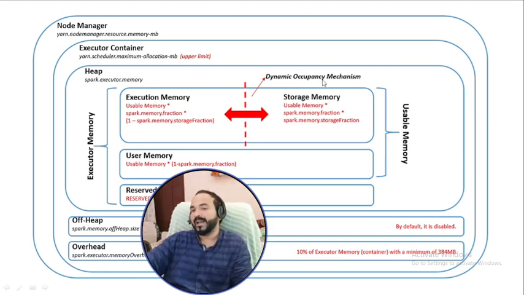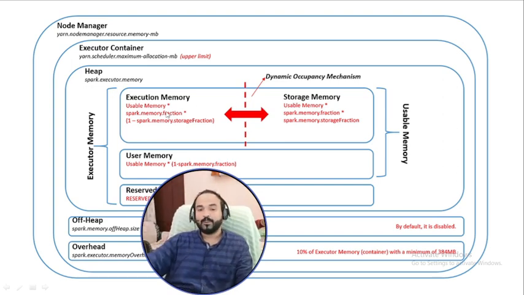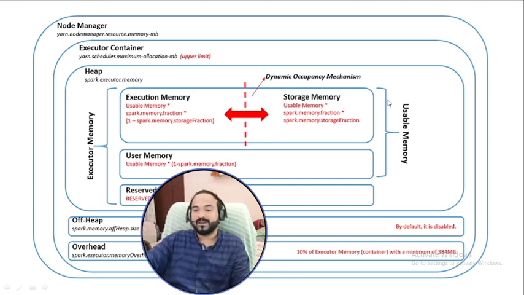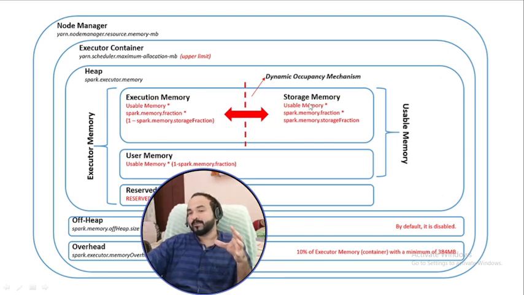As I told you, there is a dynamic occupation mechanism. It means that execution memory can take part of storage memory, and storage can take part of execution memory. So these are the executor memory and these are the usable memory. Generally a Spark developer dealing with these can precisely choose user memory, execution memory and storage memory, and can optimize their job. Okay, and then off-heap memory. It is an optional one, but I'll cover this part also.